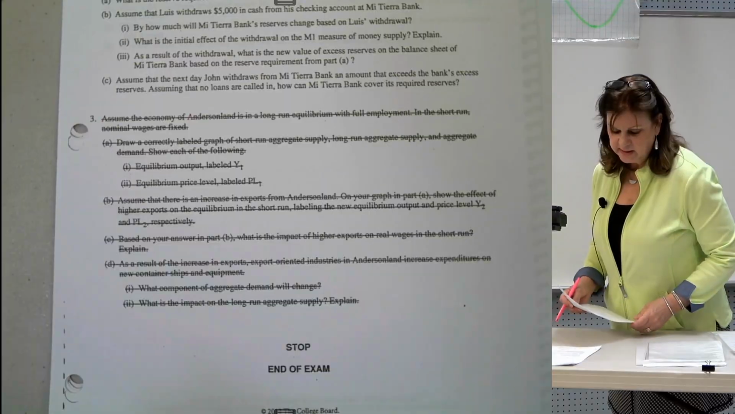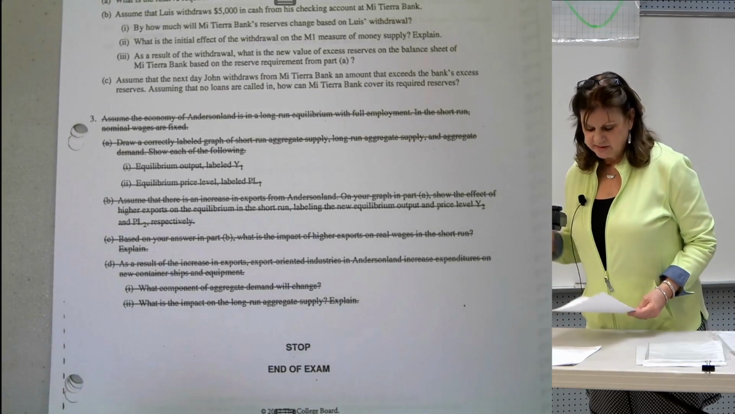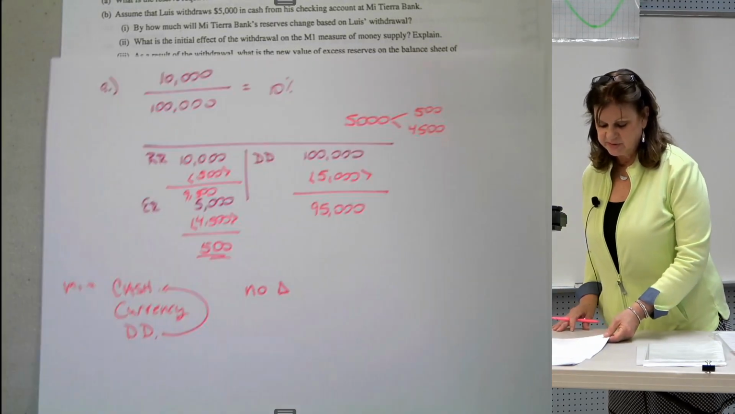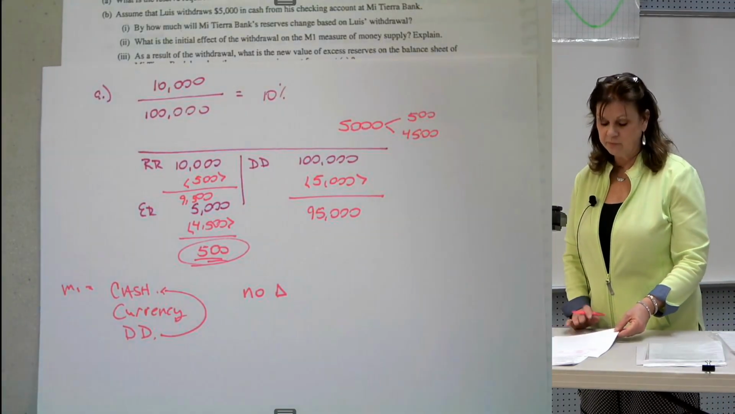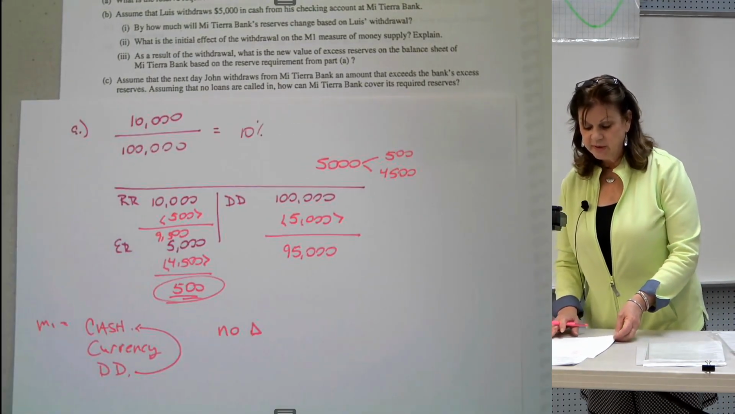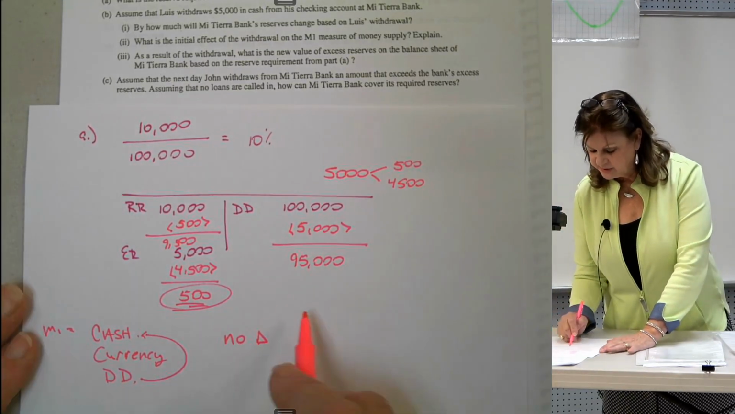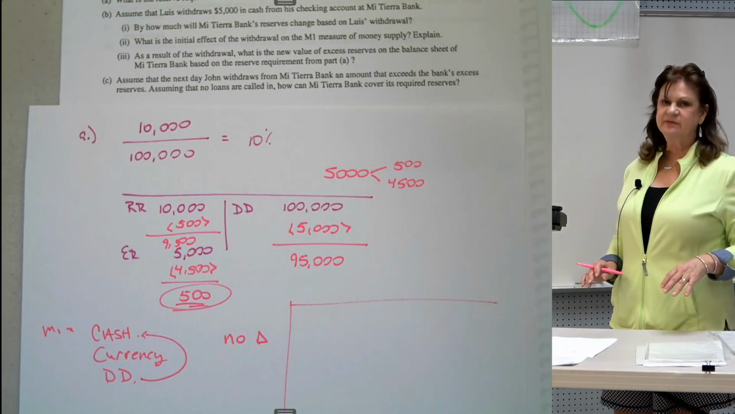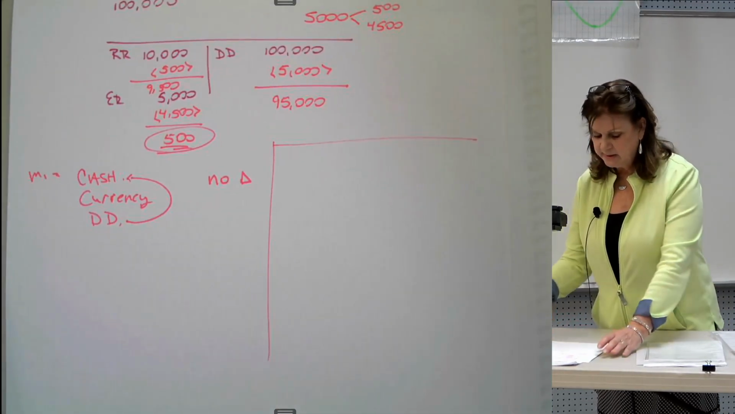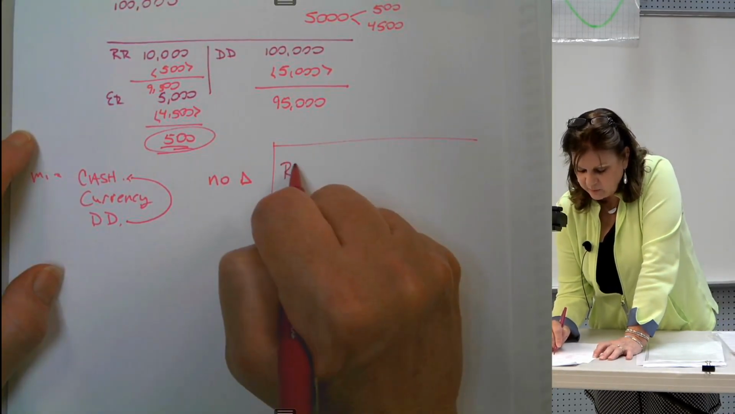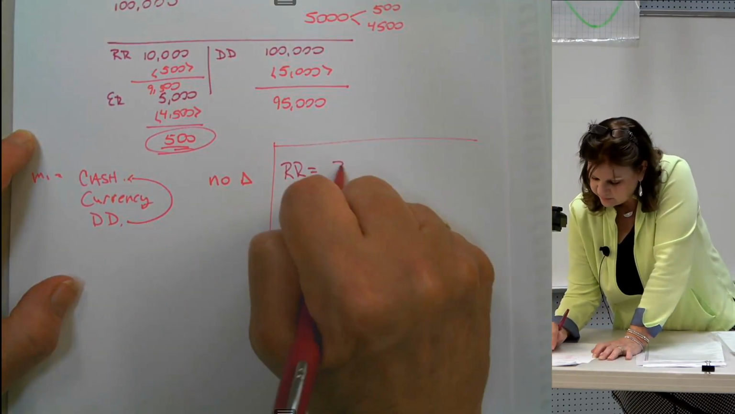Okay, part C. Assume that the next day John comes to the bank and withdraws an amount that exceeds the excess reserves. So John is going to be taking out more than $500. Well, what is the bank going to do to cover its required reserves? And again, this is really not that big of a deal. Banks find themselves in this situation all the time. This is your overnight money, to make your reserve requirement for the Fed. So they have a few options. They can borrow from other banks.